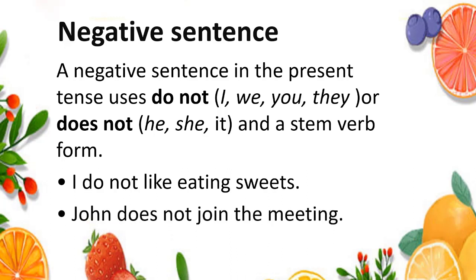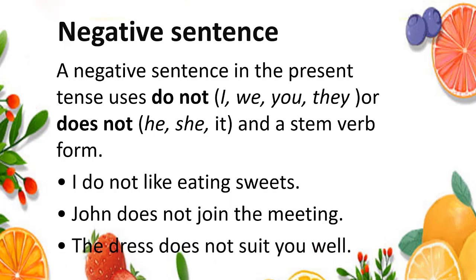John doesn't join the meeting. So you have does not here and then join. And then we have, the dress doesn't suit you well. So here you have suit. Suit is a verb here. Here we have doesn't. The dress can be substituted with the word it, and John can be substituted with the word he. John doesn't join the meeting. The dress doesn't suit you.